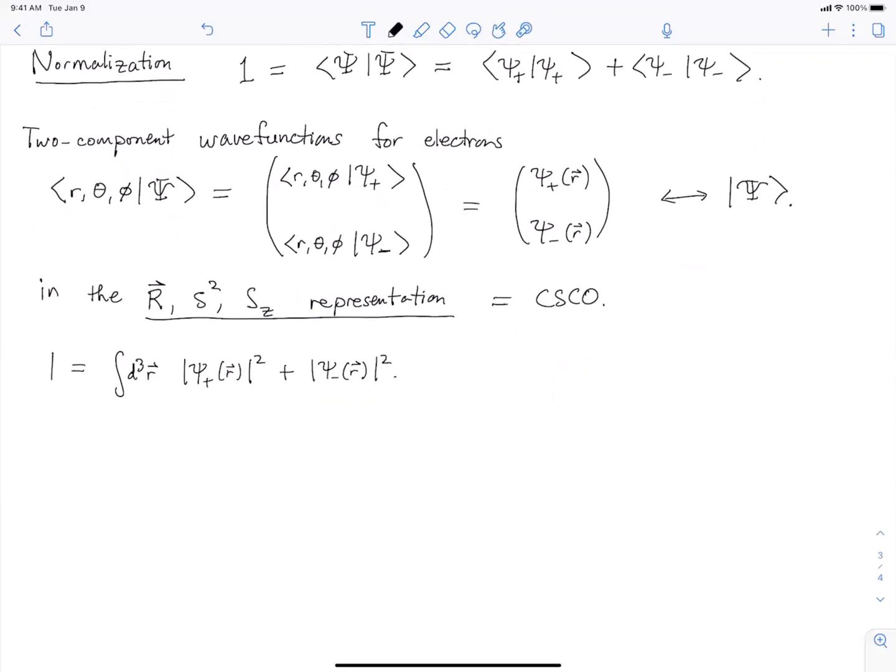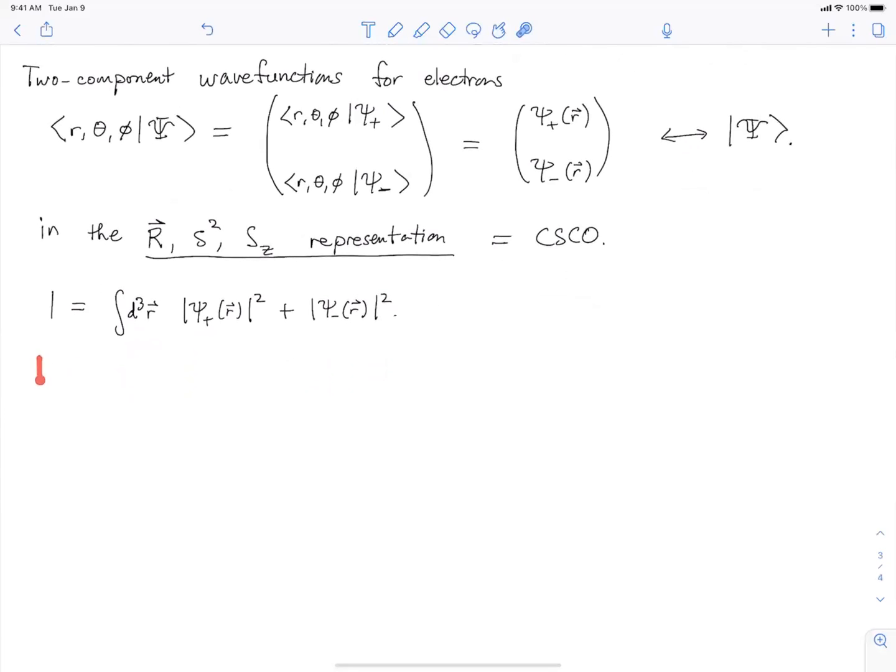So in words, what we're doing here is we're calculating the total probability to be 1. And we're saying if you integrate over all places where the particle could be with spin up and add those all up to all the places the particle could be with spin down, we should get the total probability to be 1. It has to be somewhere, and its spin has to be either up or down.